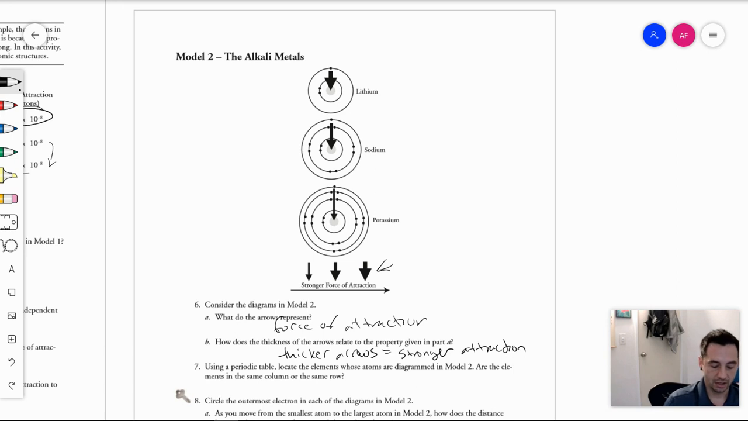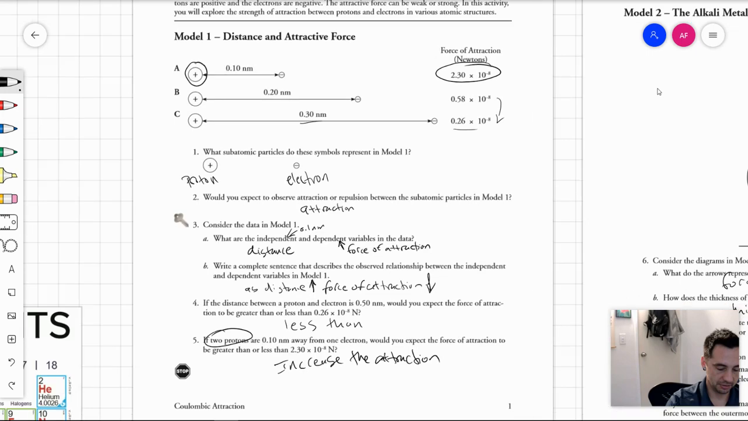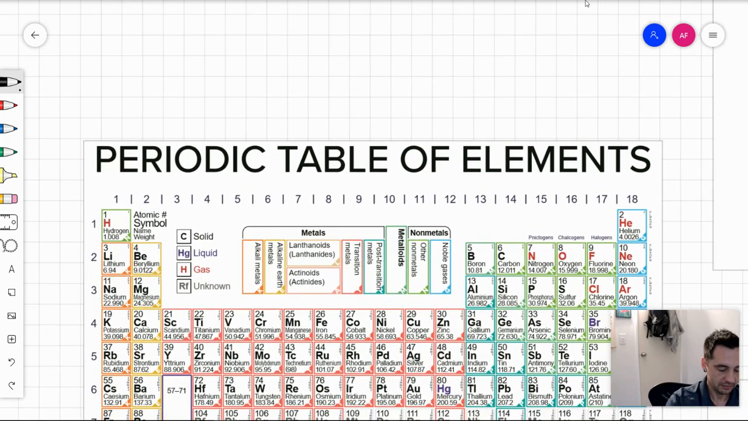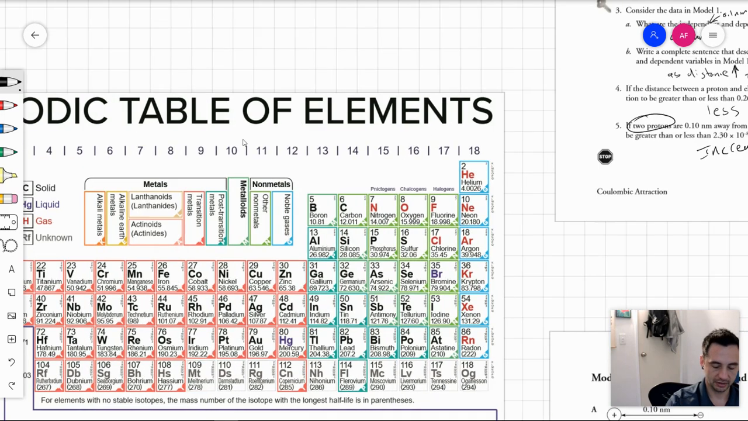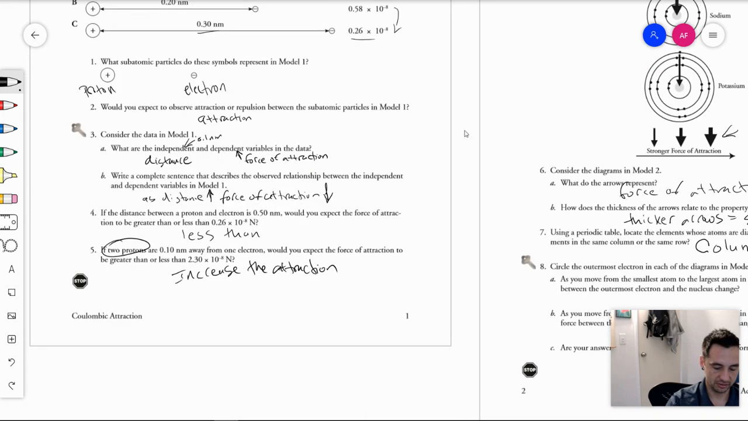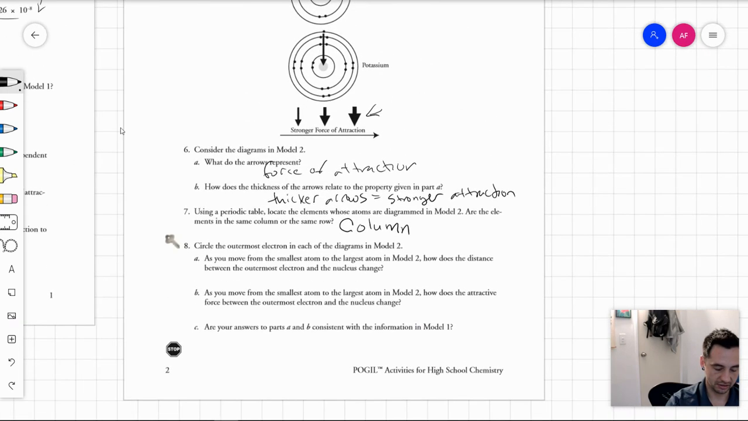Okay. Using a periodic table, locate the elements whose atoms are diagrammed, and are they in the same column or same row? They are in the same column. They're all part of the alkali metals. We can even look at the periodic table. I brought it up here. So you have lithium, sodium, potassium, all right there in the same column. They're all alkali metals, I should say.